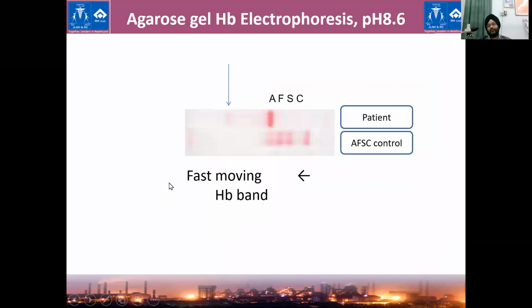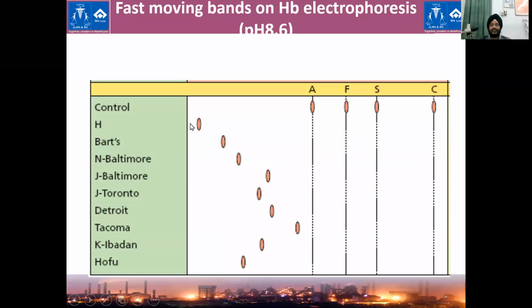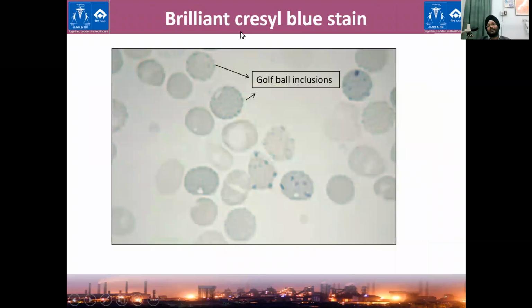So confirming it by some other method, we did an electrophoresis at pH 8.6 and we got a fast moving band. This fast moving band is nothing but HbH. But we wanted to confirm what this HbH was. We did a brilliant cresyl blue stain and we got typical golf ball inclusions.